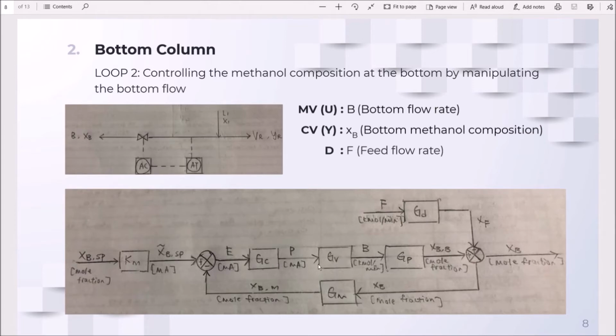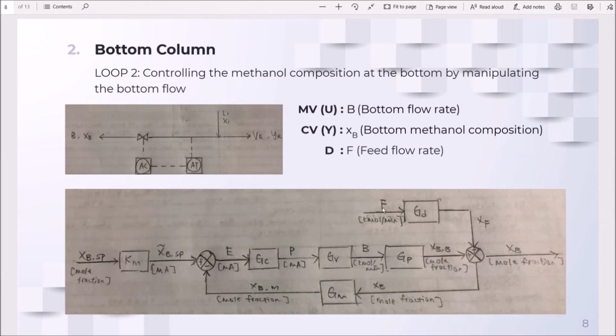The controller then goes to the valve, but it must pass through a transducer first, and then at the valve it produces a new bottom flow rate. Then it goes to the process transfer function, and the output will be the changes of the bottom methanol composition due to the bottom flow rate.